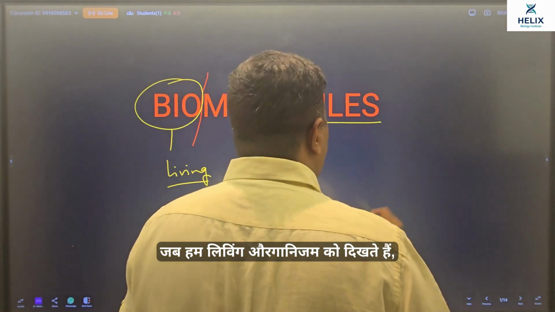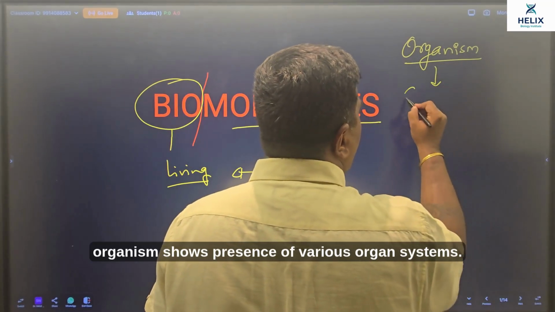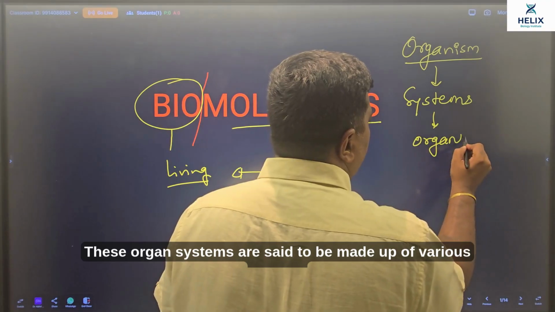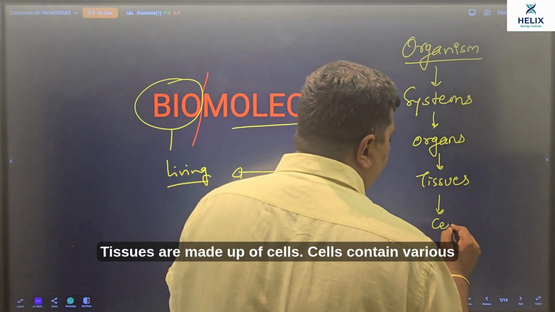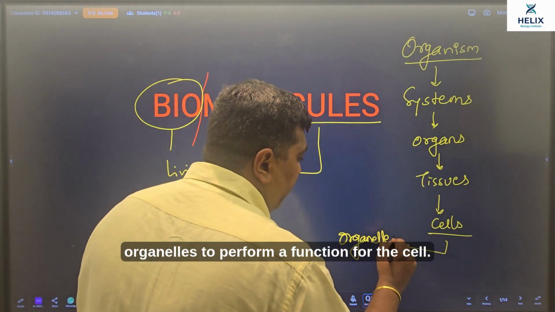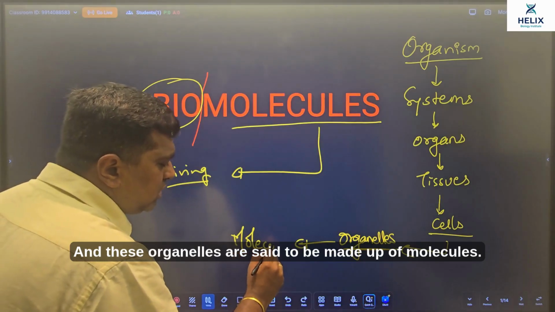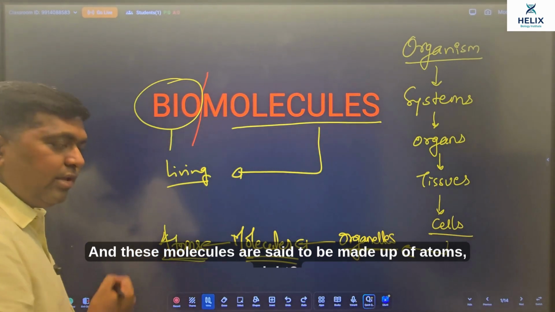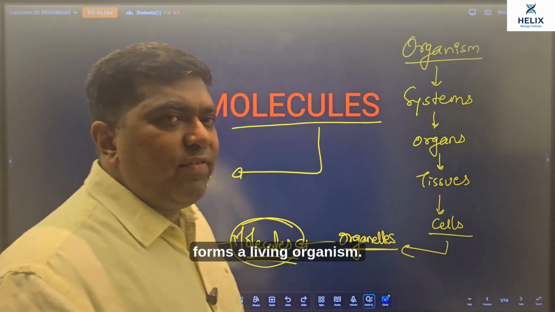When we look at a living organism, we say that a living organism shows the presence of various organ systems. These organ systems are said to be made up of various organs. Organs are made up of various tissues. Tissues are made up of cells. Cells contain various organelles to perform functions for the cell, and these organelles are made up of molecules, and these molecules are made up of atoms, right? So today we are going to talk about molecules which form a living organism.